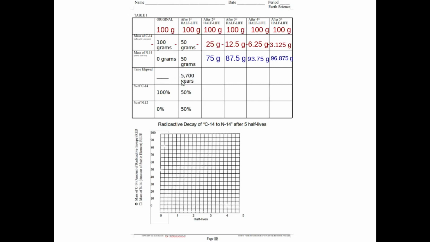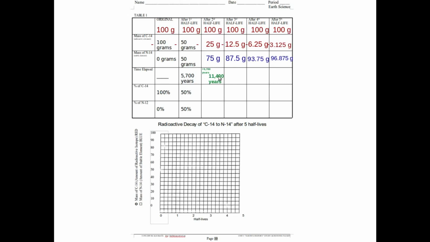So the time elapsed portion is very simple. We're not just going to double this number each time. We're going to add 5,700 years. So the first one will be doubled. And we'll see that by simply adding 5,700 years. And so we end up with a new number, which is 11,400 years, or 5,700 years plus 5,700 years.